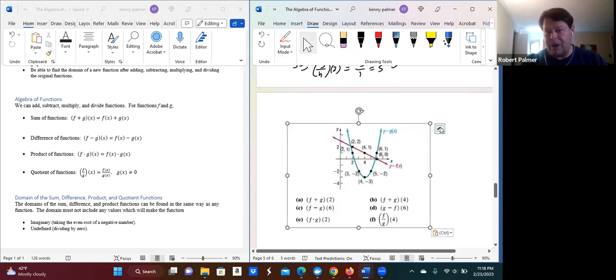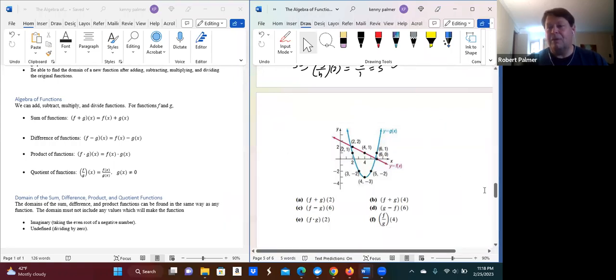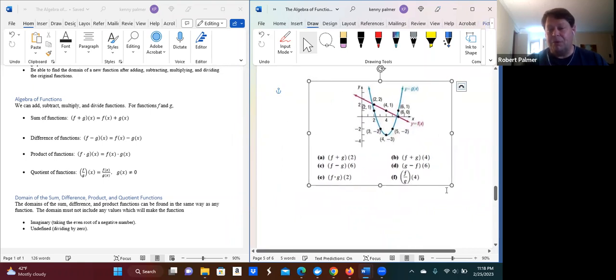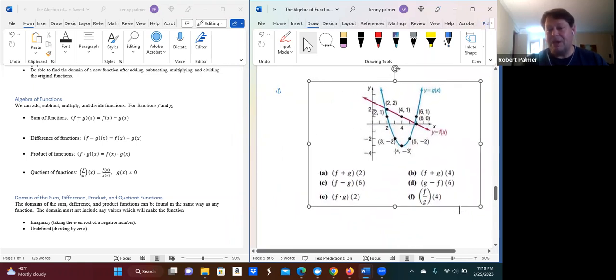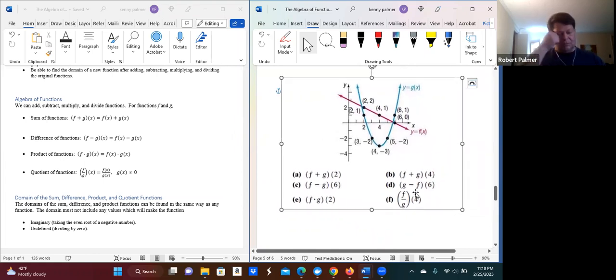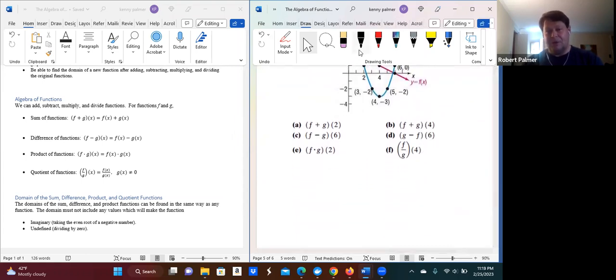All right, so let's say we have this graph. I can move it around. Okay, so we have, again, this graph. And what we want to do then is use this graph to help us answer these questions below. So this time we don't have the formulas or the equations for the functions. We have to use the graph. Let's see how this works. We'll see it works kind of like what we've just been doing.